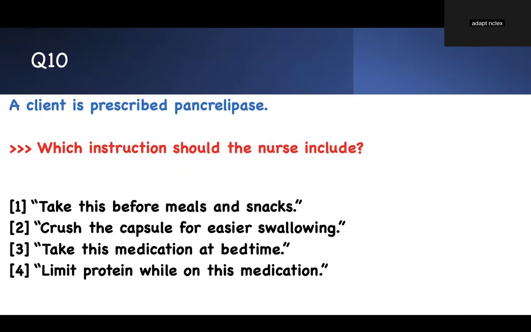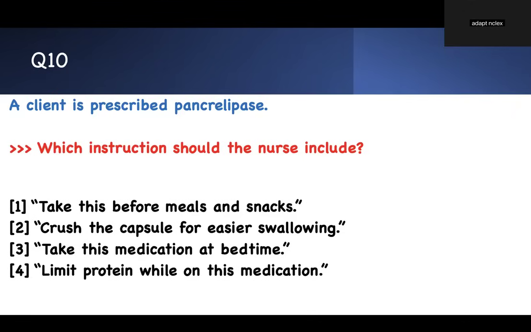The client is prescribed pancrelipase. We use it for pancreatic insufficiency. Therefore, if you eat anything that needs the pancreas to be digested, like fat, we need to take it with the medication. That's all. This is the way you approach a question.